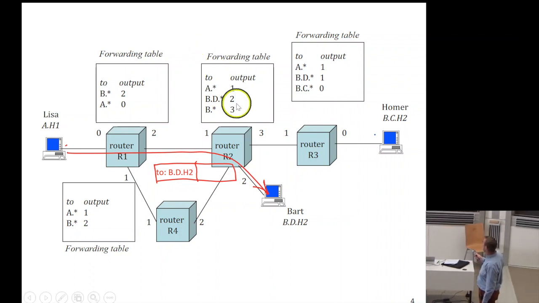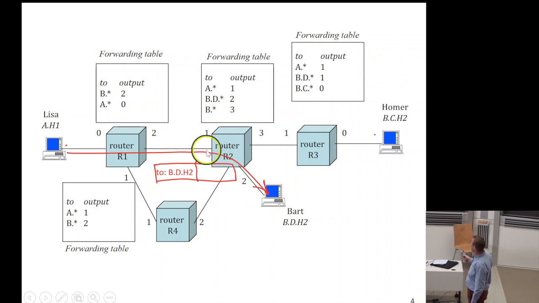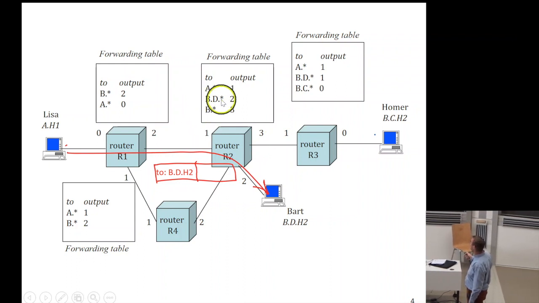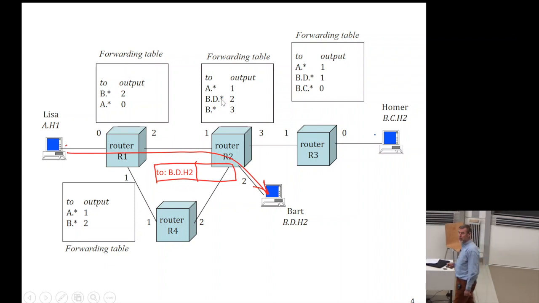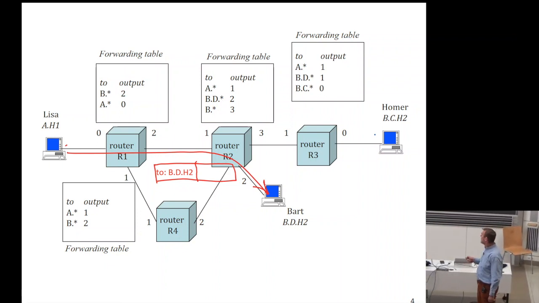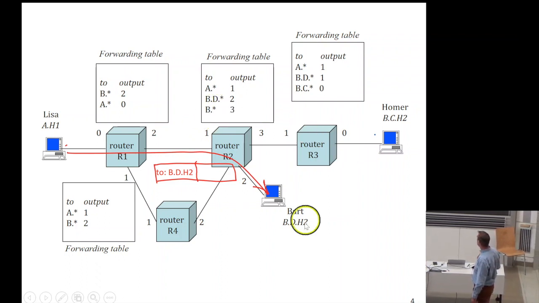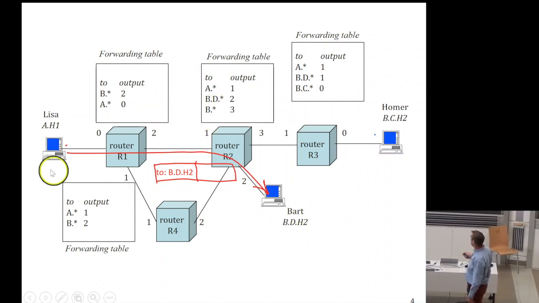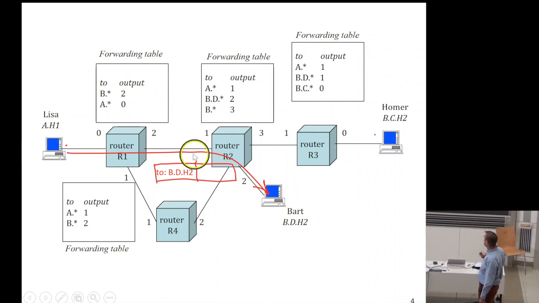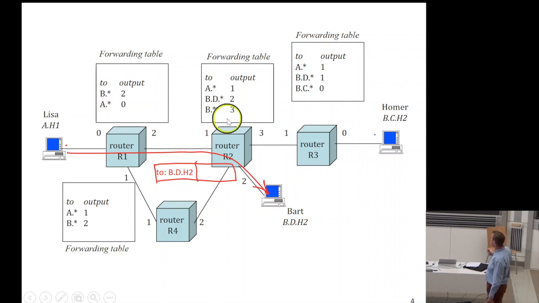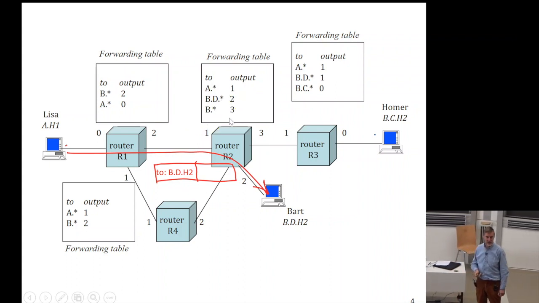Anything that starts with A should go to output 1. Anything that starts with B should go to output 3. And anything that starts with B.D should go to output number 2. We see that there are overlapping entries in the table, because if something starts with B.D. something, like this destination address here, if Lisa sends a packet to Bart, this packet destination address matches 2 lines in the table, the third and the second one.